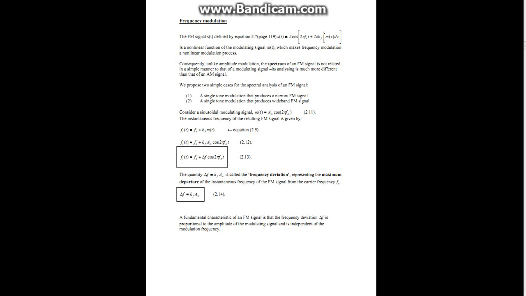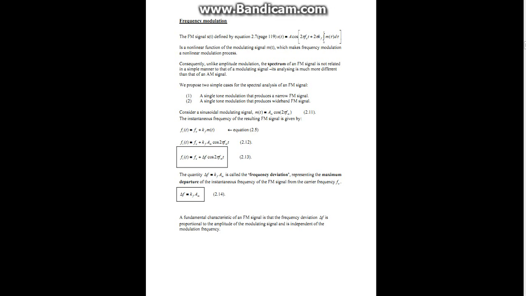So, this is unlike the case of amplitude modulation, in which the spectrum of the FM signal is not related in a simple manner to that of the message signal. Its analysis is much more difficult than that of an AM signal. So in the first case, we propose two simple cases for spectrum analysis of FM signal. One is single tone modulation that produces a narrowband FM signal, and the second is single tone modulation that produces a wideband FM signal.